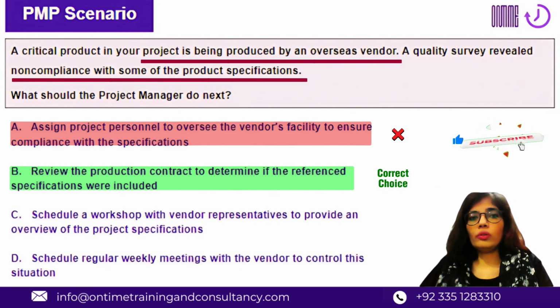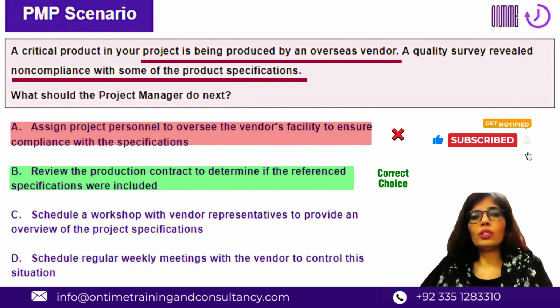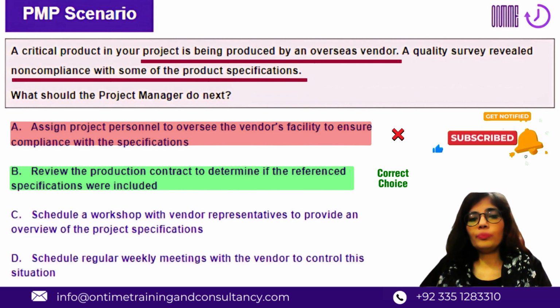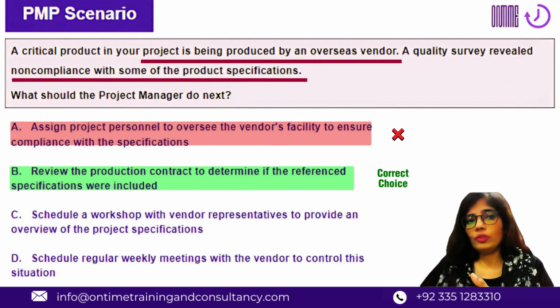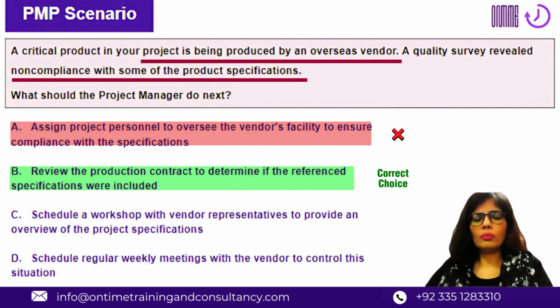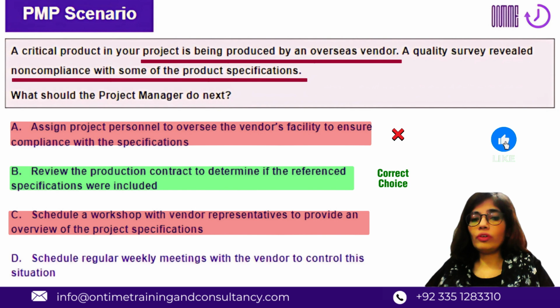First, you need to check the contract. First, you need to check the agreed upon commitment, and then if the non-compliance is actually there, then you may go for A, or you may go for some kind of counseling session or some kind of controlling mechanism, but not as a first step. So A is out. C, schedule a workshop with vendor representatives to provide an overview of the specification.